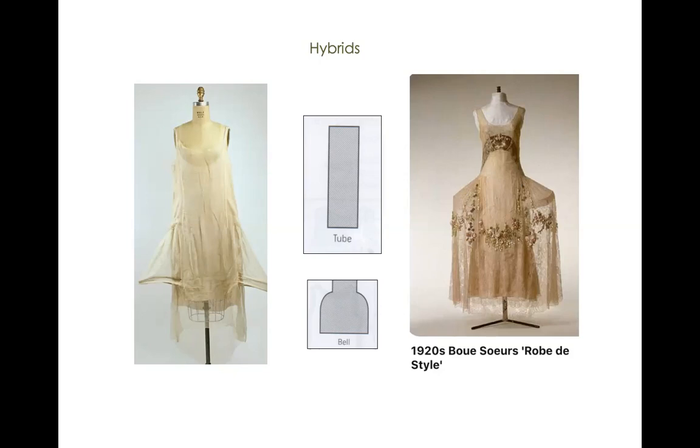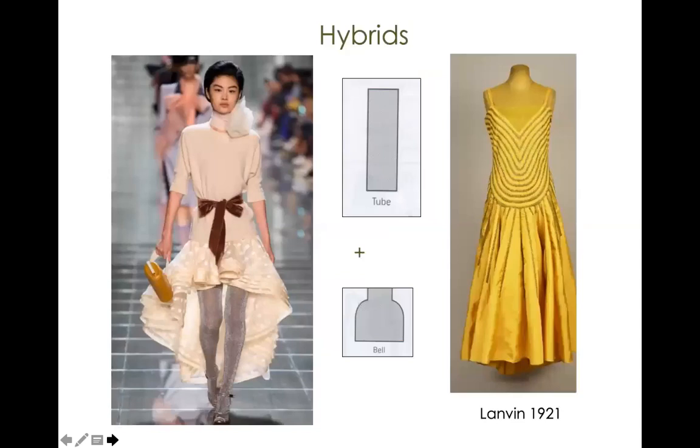So even though it's so wide at the sides, it's got the fine lace, and the fact that you can see through it gives it a really quite sinuous and very delicate feeling. And here's some more reverse bells, where the little bell is at the bottom, but the torso is really long. The one on the right is by Jeanne Lanvin in 1921. Lanvin was making clothes from the 1890s onwards.